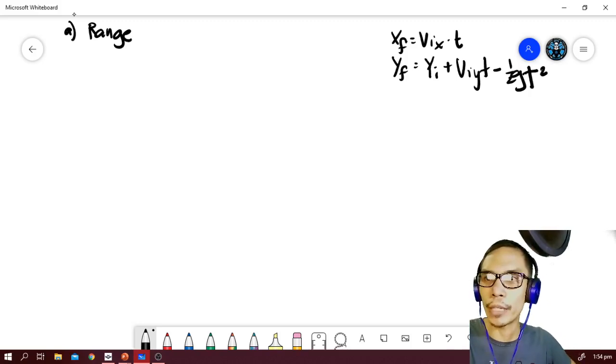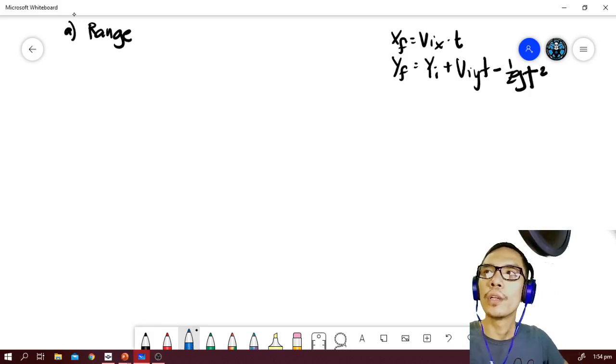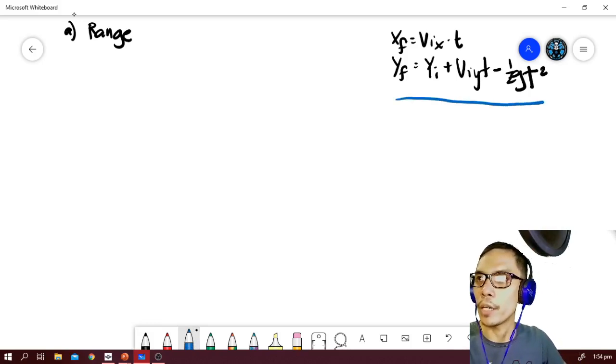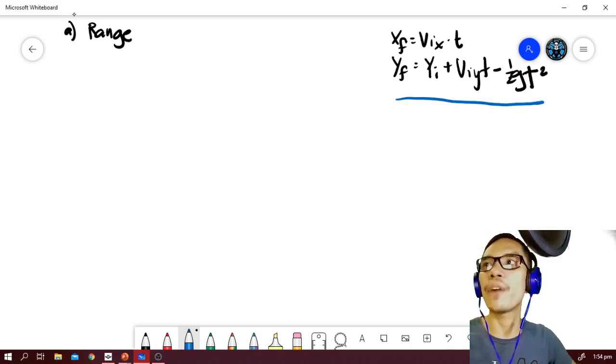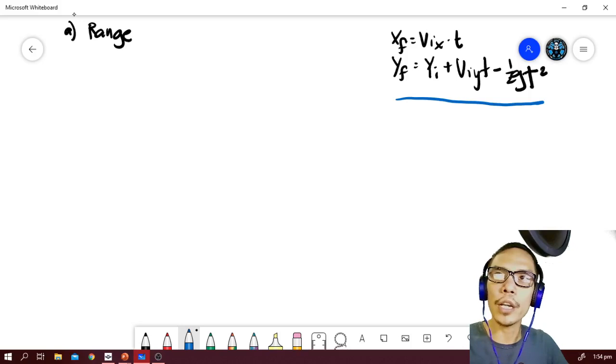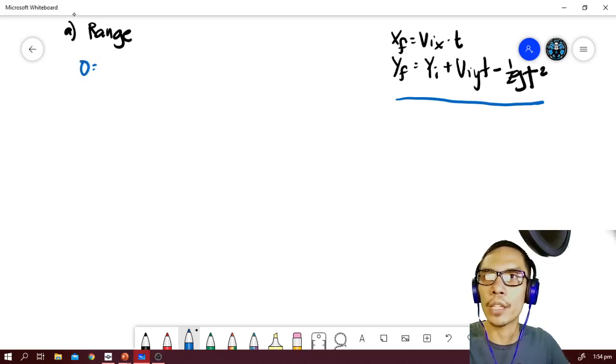Obviously we cannot compute for the time there. So what are we going to do? We will use the second formula, this one over here, in order to compute for the time. So let's plug in the values. Since there is no y sub f, we have it 0.